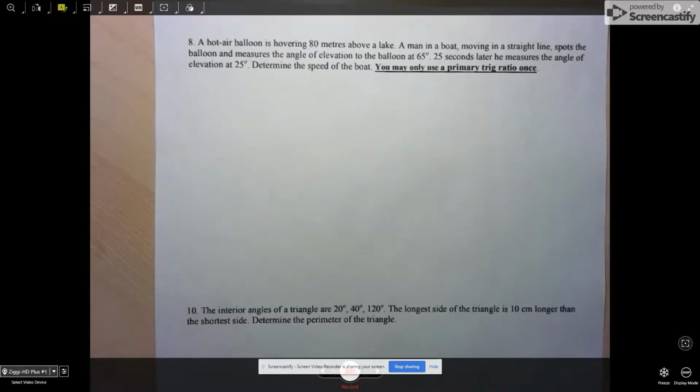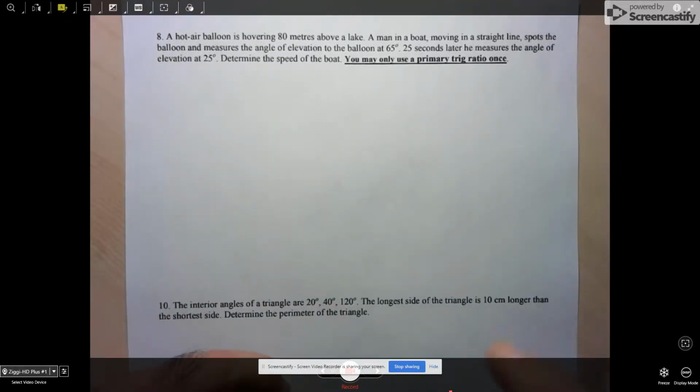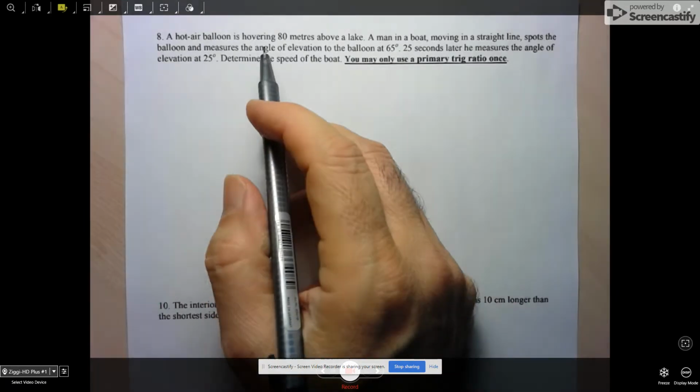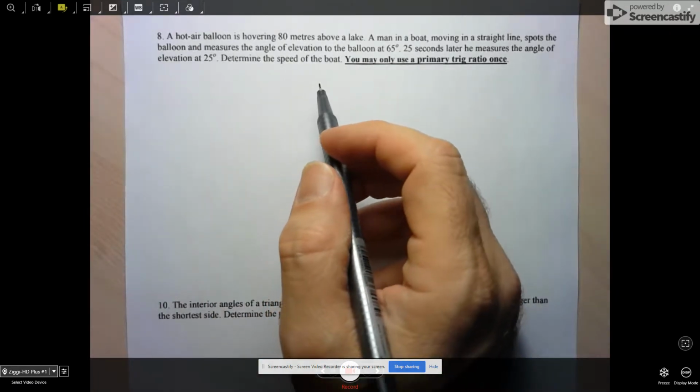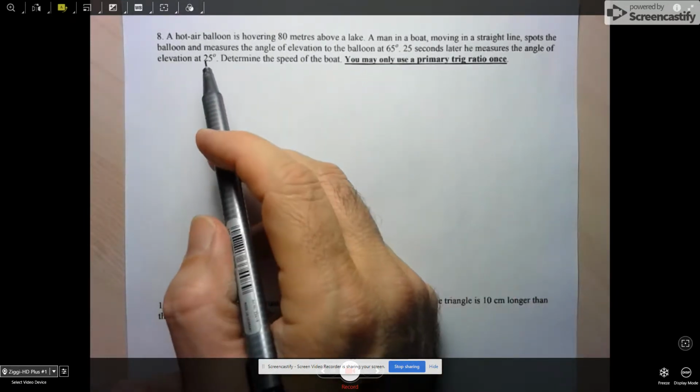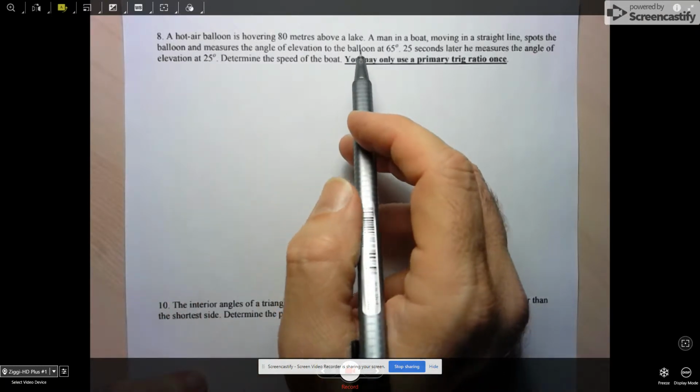Hi folks, we're going to take a look at number 8 from the Unit 4 review. So here we have a balloon that's hovering 80 meters above a lake, and there's a man in a boat moving in a straight line who spots the balloon and measures the angle of elevation to the balloon.